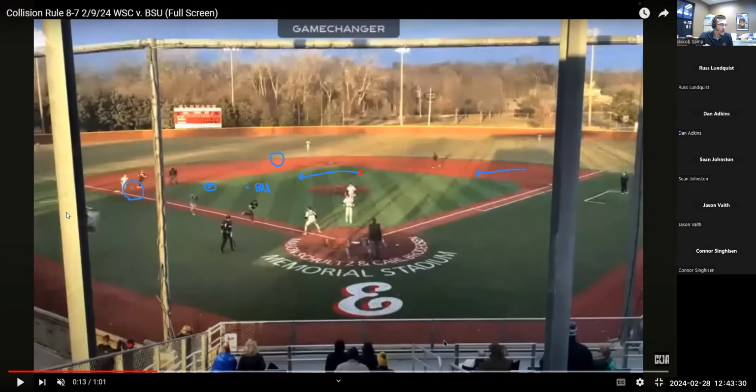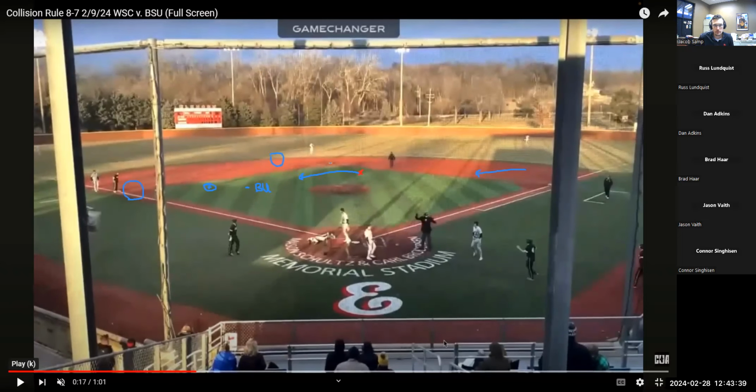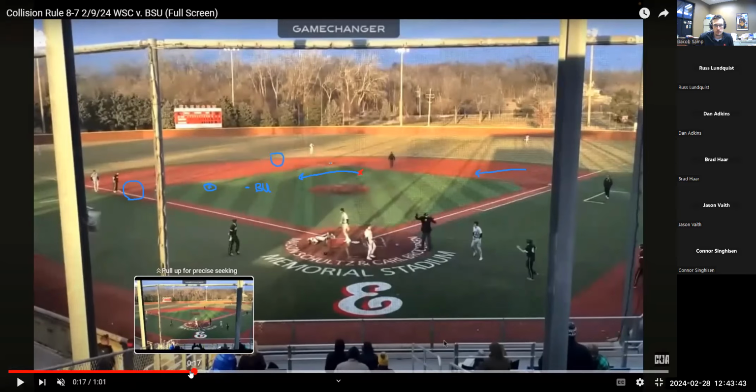Anything else on this play specifically? Yeah, Jake, this is Brad. Yeah, what's up? Was there any conversation at all about the catcher being square in the baseline, waiting to receive the ball?